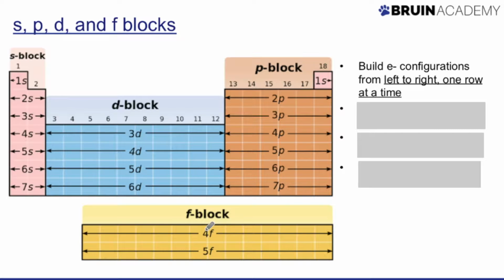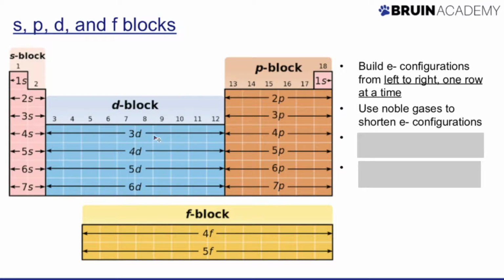Whenever you're building electron configurations, you basically start from the top. So you build electron configurations from left to right, 1 row at a time. It turns out you sometimes don't actually have to start from the very beginning, because you can use abbreviations using noble gas configurations. When we do some examples, I'll show you exactly what I mean by that.